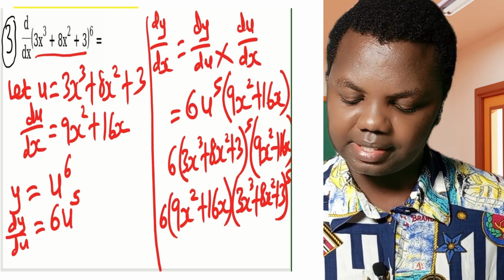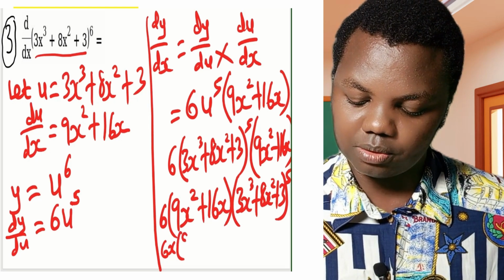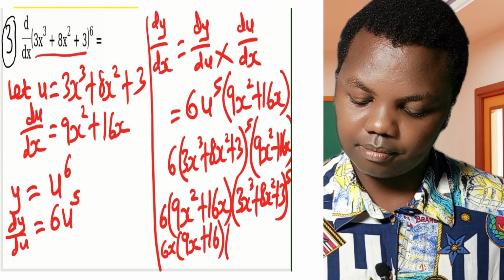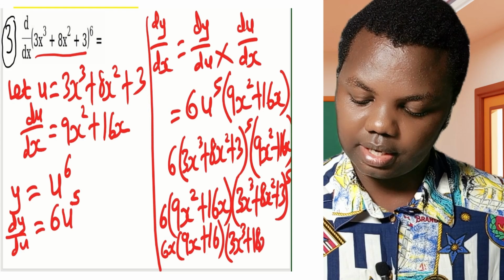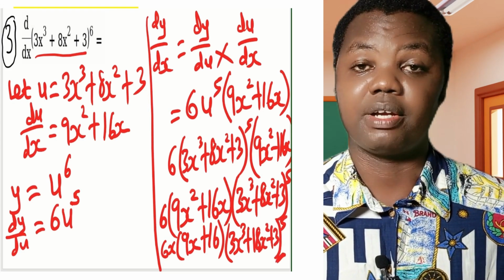Or if I like, I can say 6x. Since x is common, I can factorize 6x into 9x plus 16, times 3x cubed plus 8x squared plus 3 to the power of 5. So that will be my final answer.